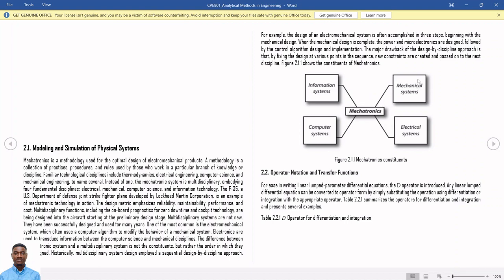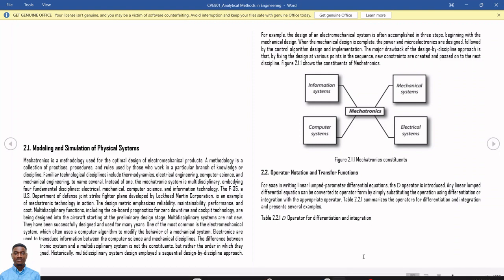So on the right side, we have mechanical system, we have electrical system, and to the left, we have information system and computer system. For any mechatronic system to thrive or to be said to be a mechatronic system, it must include these four areas or discipline for it to perform optimally.